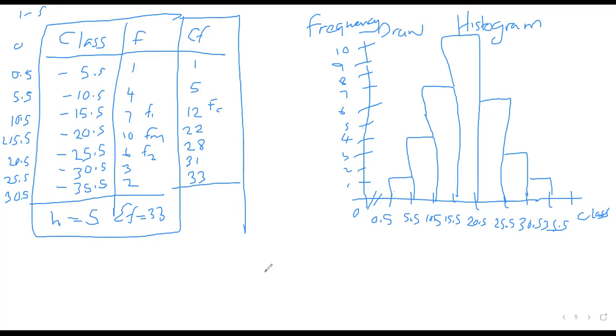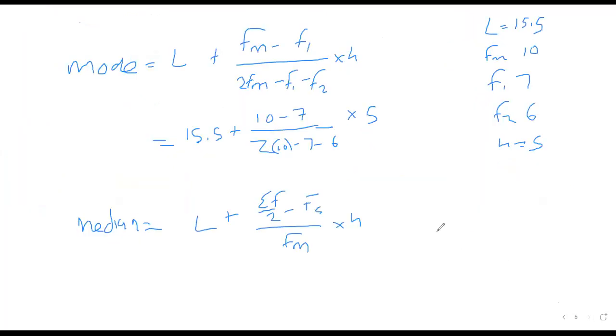Then you identify the frequency above the highest frequency as F1, and the frequency below the highest frequency as F2. Then you find the lower boundary, which is 15.5, of the frequency, which is 10. And our FC is just adjacent to that F1, which is 12. Excellent. So what remains is simply substituting.